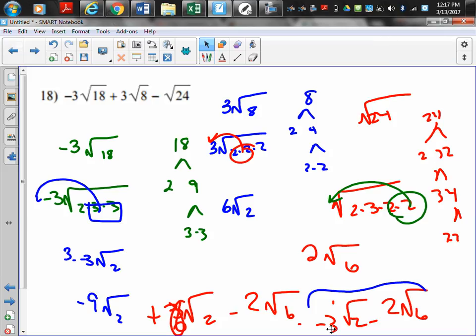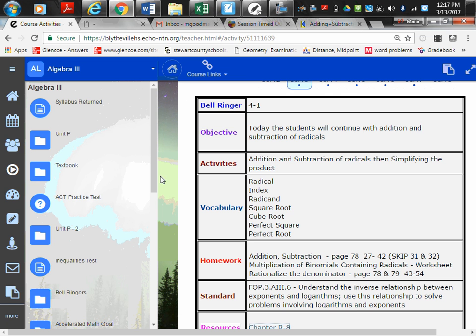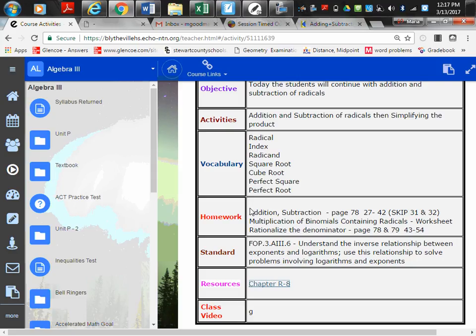All right, your assignment. Okay, here's one. I'll just put them in right here. 27 through 42. Skip 31 and 32. I thought this was all old.